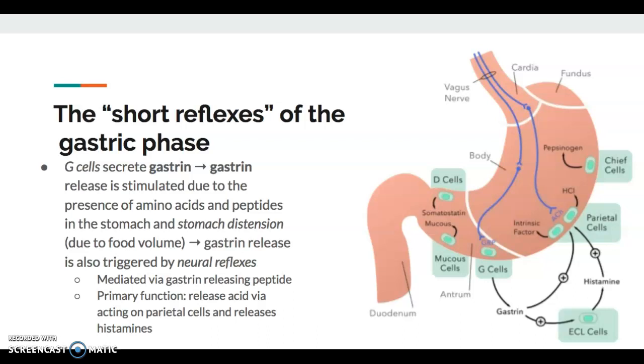In the diagram, we can see very easily that the G cells are producing gastrin, which in turn is influencing ECL cells, which in turn produce histamine, creating a positive feedback loop here.